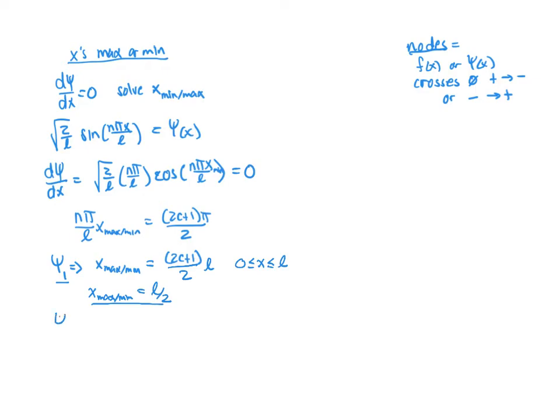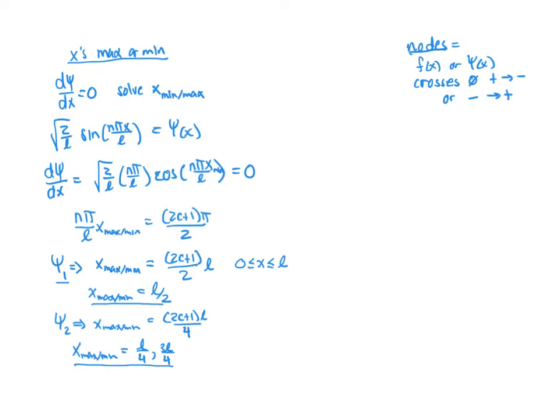I can do the same thing for psi 2, and I'm going to find that the max and mins for psi 2 are (2c plus 1) times L over 4, which is going to give me values for max and min x's of L over 4 and 3L over 4. I can't go any higher than that, because if I go higher than 3L over 4, I get outside my bounds for x. So that's how I find the maxes and mins for my different wave functions.